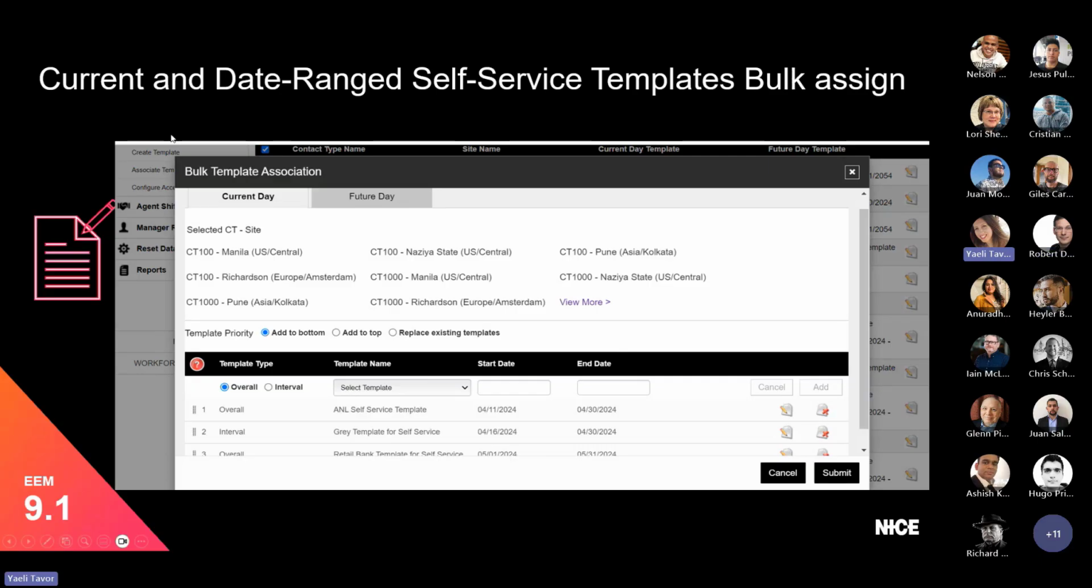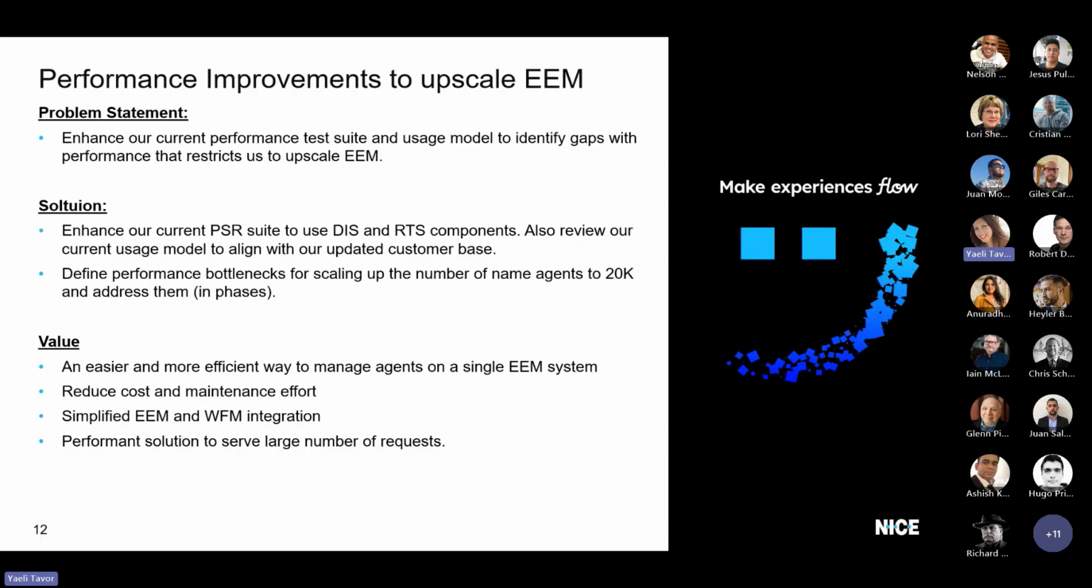Yeah, thank you. So as part of 9.1, we did work on different areas to improve performance. I think the biggest areas were the number of agents that we currently support. As you must know, until 9.1, the limitation was 10K for one EEM instance, 10K named agents, about 4K concurrency. And as part of 9.1, we did run PSR, we did some performance improvement to allow bigger instances to support 15K and 20K.